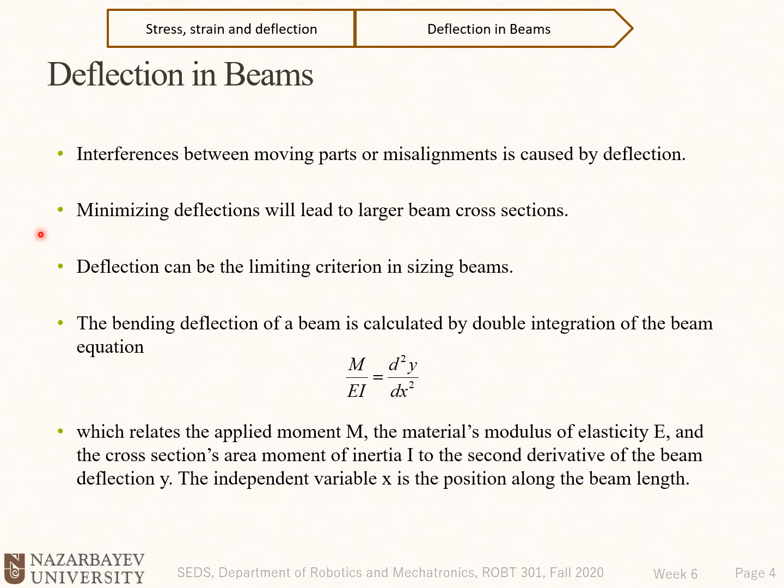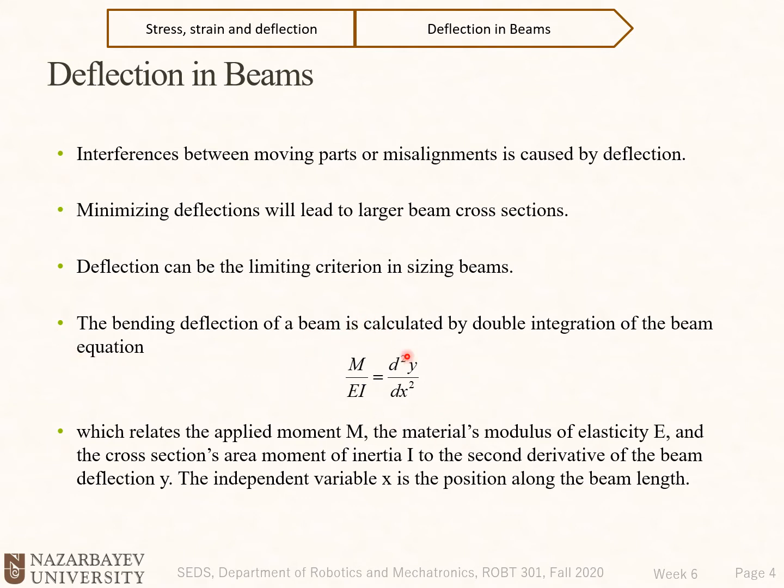Minimizing deflections will lead to larger beam cross sections. Deflection can be the limiting criterion in sizing beams. The bending deflection of a beam is calculated by double integration of the beam equation.